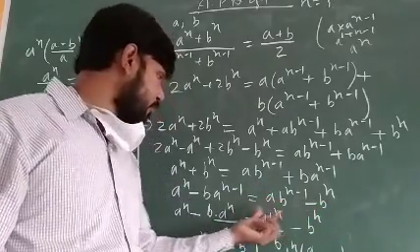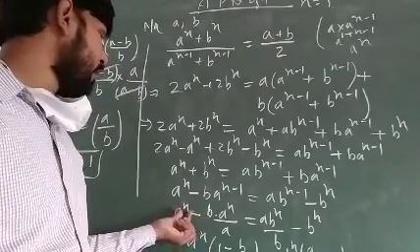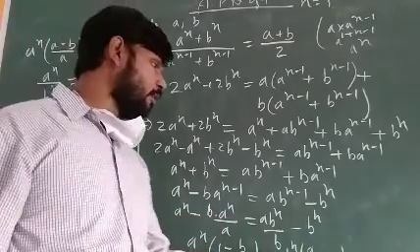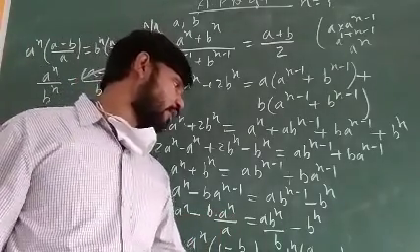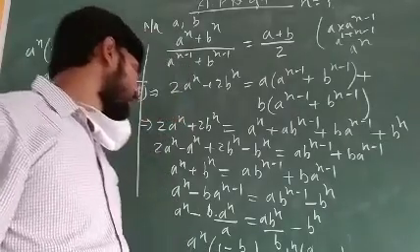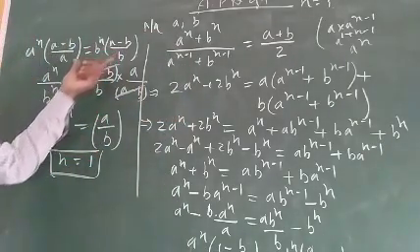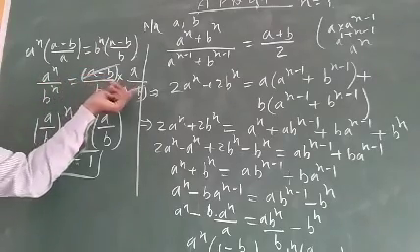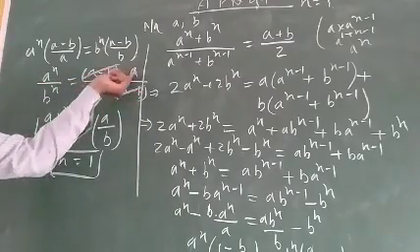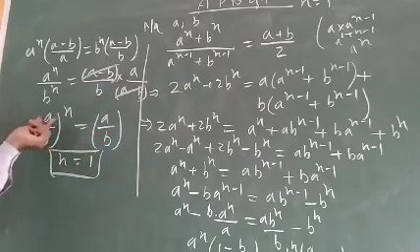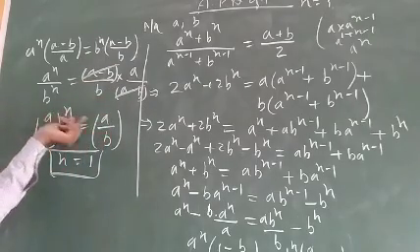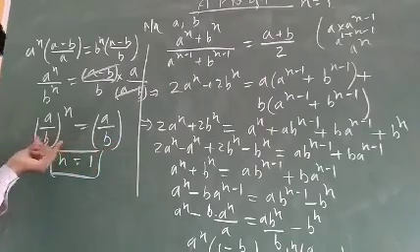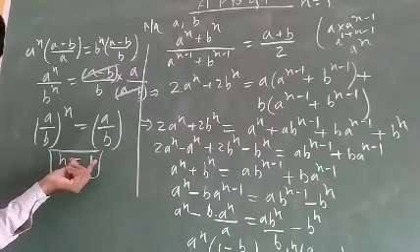On simplifying, you will find a is common, and here b is common, so we will take this and this together and we will find a result that a^n upon b^n, and this term can be simplified and you will get a by b here, and (a by b) whole power n equals to a by b, and on comparing you will find n equals to 1.